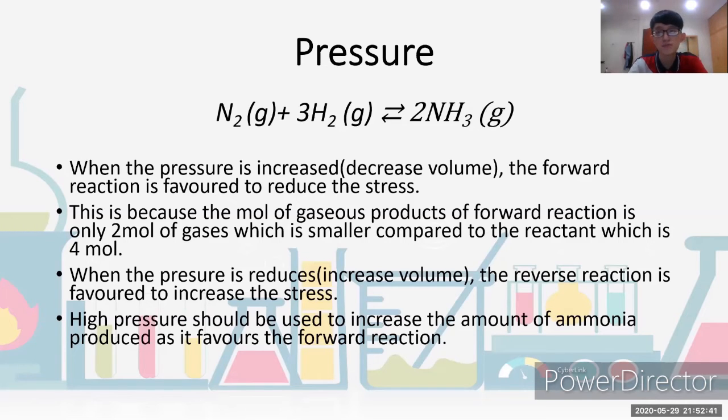Thus, in order to balance the increase of pressure, the reaction will favor the forward reaction. And also, when the pressure is reduced or we increase the volume, the reverse reaction is favored to increase the stress. Therefore, high pressure should be used to increase the amount of ammonia produced, as it favors the forward reaction according to Le Chatelier's principle.